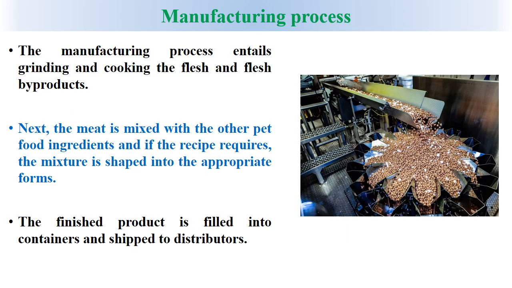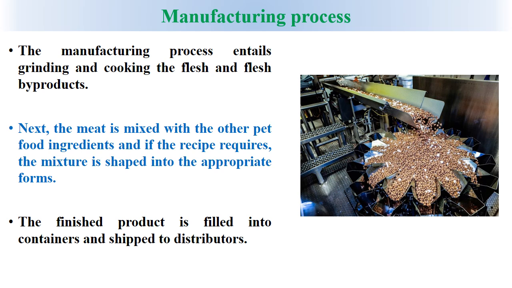The manufacturing process entails grinding and cooking the flesh and flesh byproducts. As I have mentioned, all ingredients should be ready separately, especially the meat origin or byproducts origin, which should be processed separately by grinding, heating and sterilization. Then these ingredients are mixed with other ingredients for the pet foods as per the recipe requires, and they should be mixed thoroughly, and then it undergoes further processing either by extrusion or by canning.